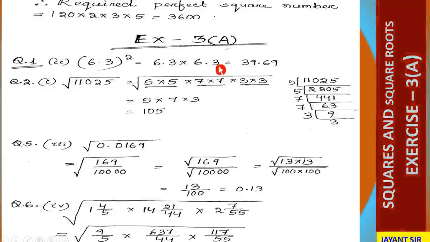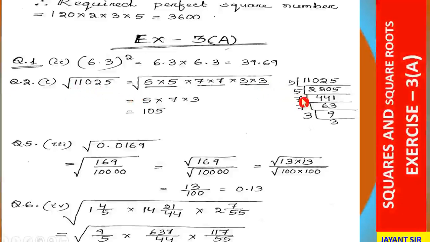Now children, open your book, exercise 3A, question number 1, part 2i. 6.3 square equal to, you can also write 6.3 into 6.3. Multiplying 63 into 63, then with 2 decimal places, it is coming 39.69. Next, come to question number 2, part I. Find the square root of 11025.